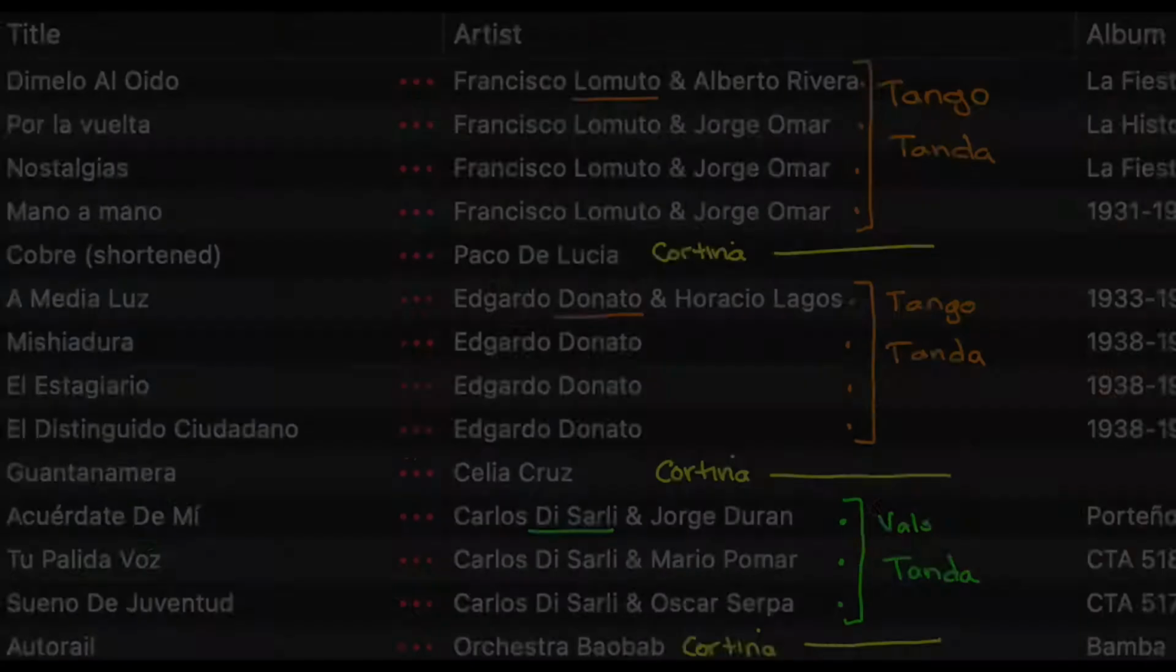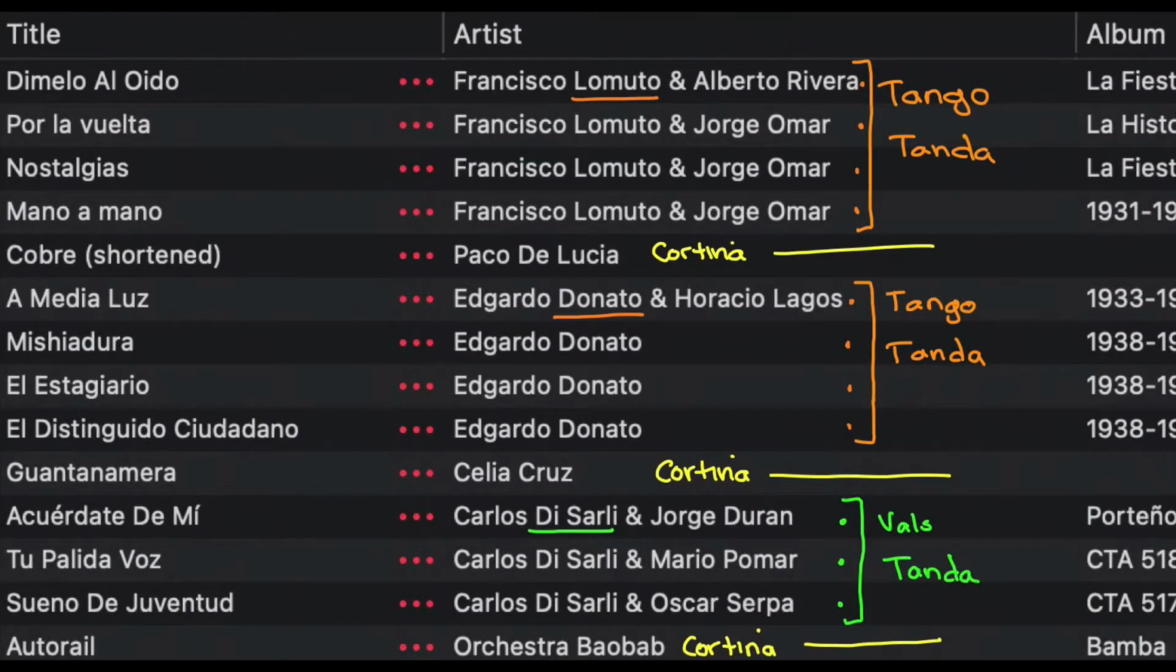In between each tanda, there is a cortina, or about a 1-minute section of typically modern music that signals to the dancers that the tanda has ended, that the music is going to change, and gives them the option to thank their partner, go back to their seat, and change partners. As you can see here, we have a group of songs all by one composer, cortina, a group of songs by one composer, cortina, to mark the breaks in between the music.